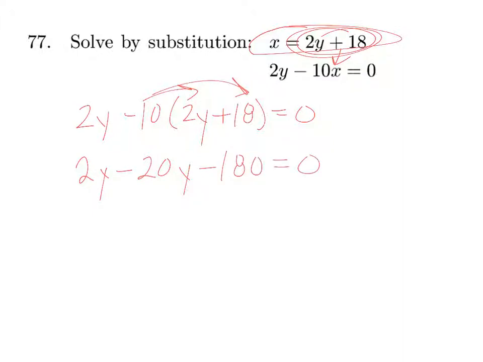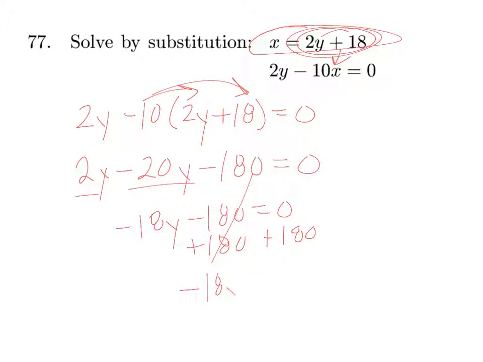All right, now I have like terms. Negative 18y minus 180 equals 0. Add 180. Negative 18y equals 180. Divide by negative 18. And y is equal to negative 10.